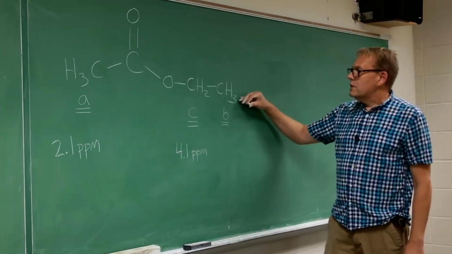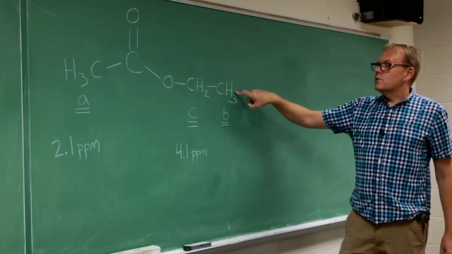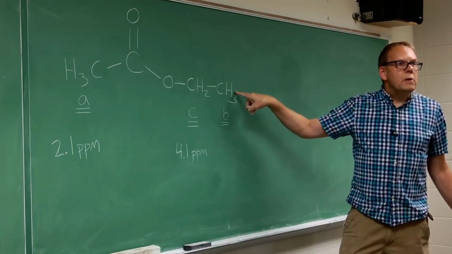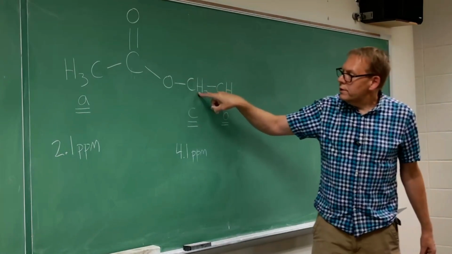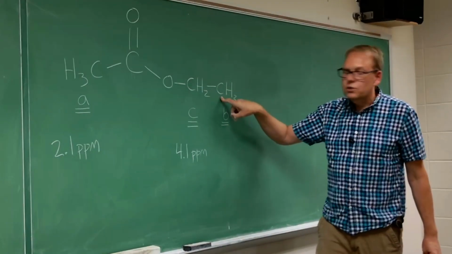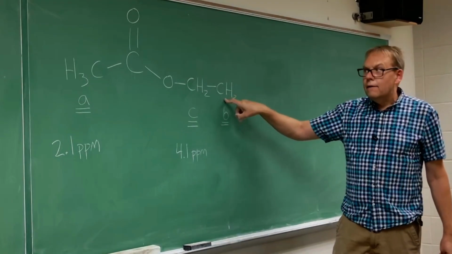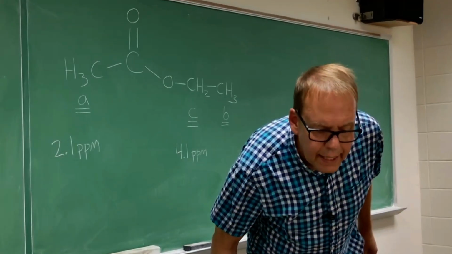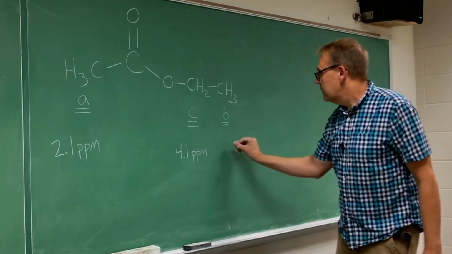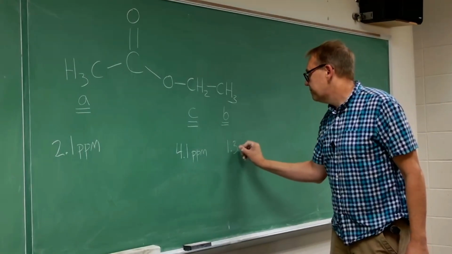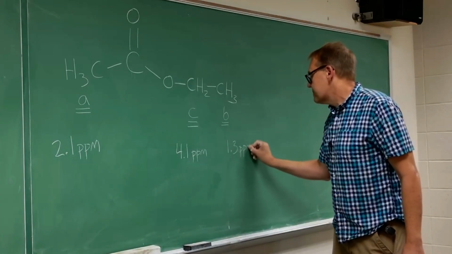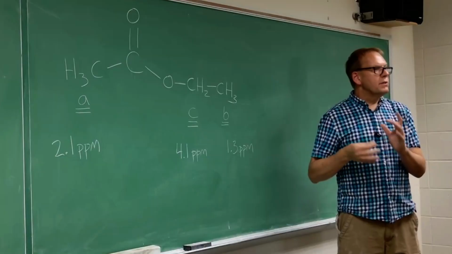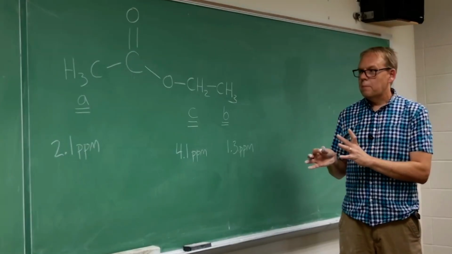Then there are these CH3s. Now, if this was an isolated CH3 that wasn't near any electronegative or deshielding group, it would be 0.9. But since it's one carbon removed from an O, it's deshielded a little bit by that. Not a lot, because it's not directly attached to it, but this one shows up at 1.3 parts per million. Okay, so we got our three signals. We've got the position on the spectrum where we're expecting them.